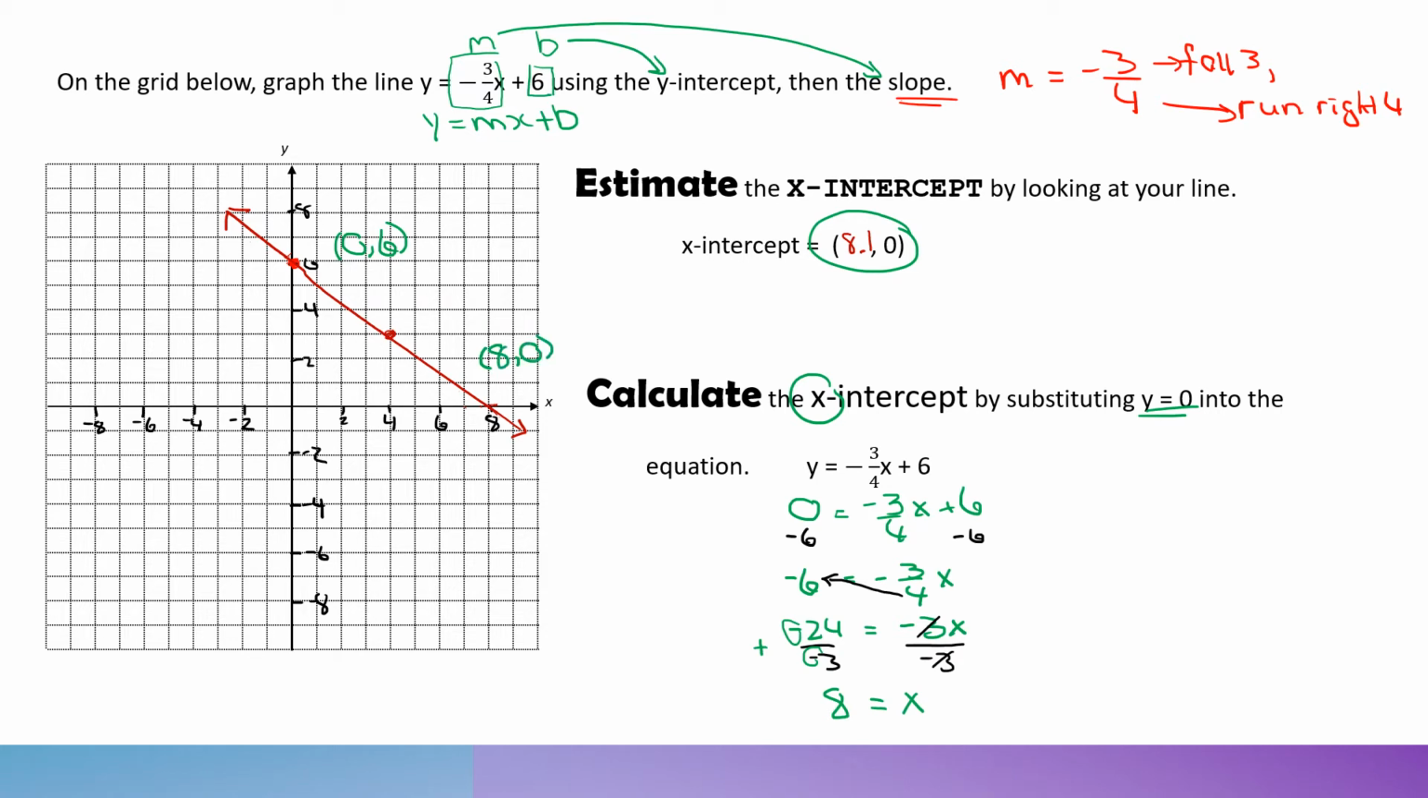So I was close with my estimation up here, but this is the best way to calculate it, not by estimating, because we have lots of problems when we graph. Look, I have a little bump in my graph right there and all kinds of weird things. So estimating is not the best way to go, calculating is, and that's what we're going to focus on in today's lesson, how to get at the x-intercept and the y-intercept by substitution.